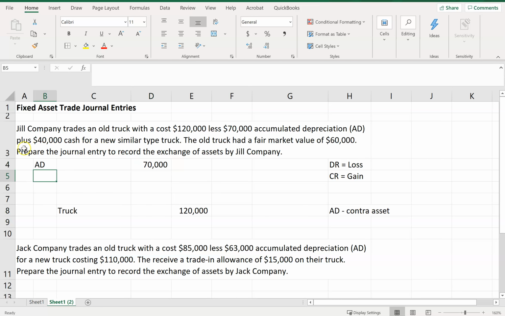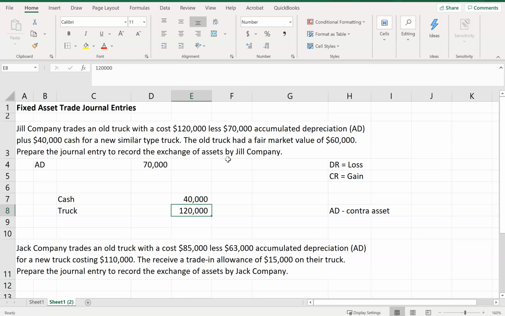Okay, then it says that we give them $40,000 cash, so that means we have cash going out the door. So we're going to do a credit to cash of $40,000. And then it says the old truck had a fair market value of $60,000. Prepare the journal entry to record the exchange of assets.